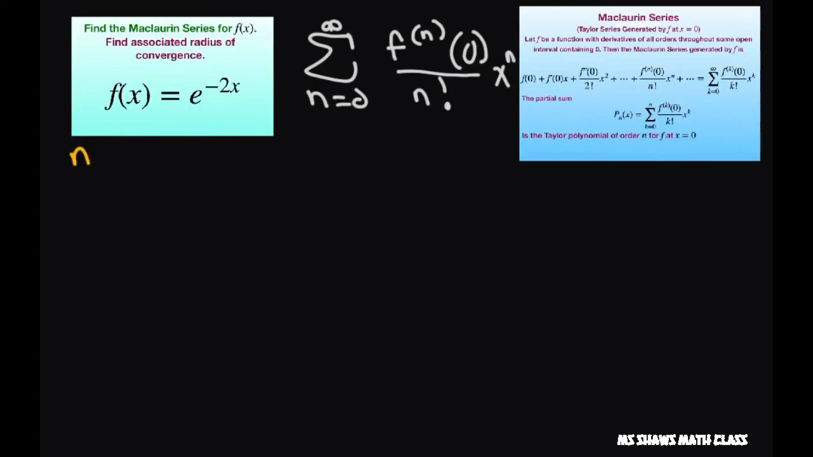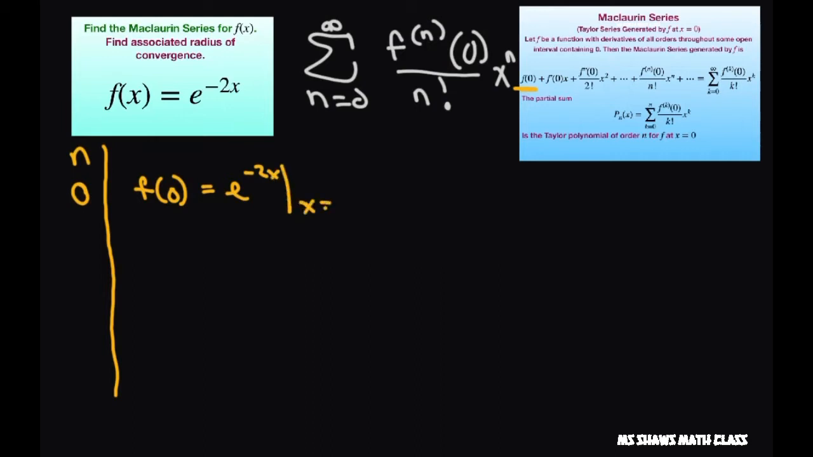So if we start at n equals 0, meaning this first term, we'll have f of 0, which equals e to the power of negative 2x. Evaluating that at x equals 0, this equals 1. All right, and then let's try the first derivative, f prime of 0. That equals negative 2e to the power of negative 2x. Evaluate this at x equals 0. This gives you negative 2.